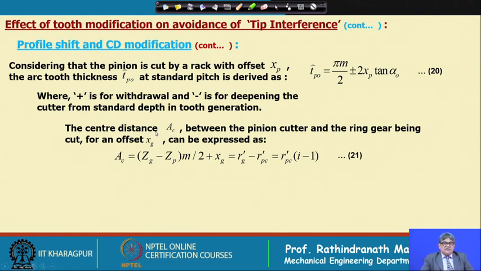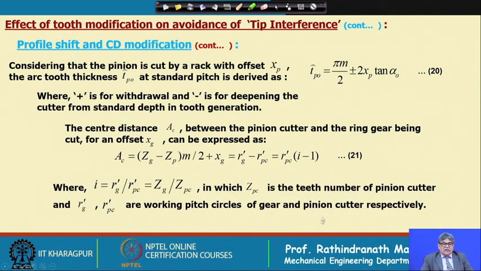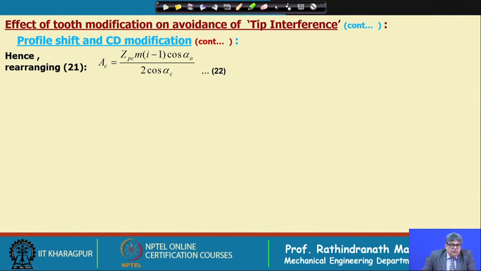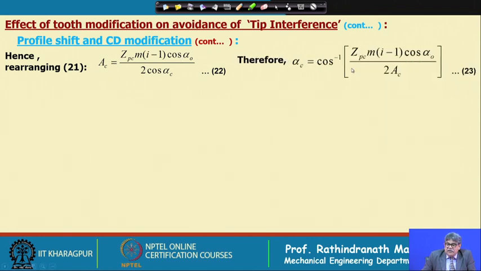and we can calculate finally the center distance AC between the pinion cutter and the ring gear being cut for an offset XG can be expressed as, because we need to find out the tooth thickness after the cut, okay. And these are the relations for new cutter pitch circle radius, working pitch circle radius R dash PC, and working pitch circle radius of ring gear is R dash G, which is given by ZG by ZPC, in which ZPC is the teeth number of pinion cutter, okay.